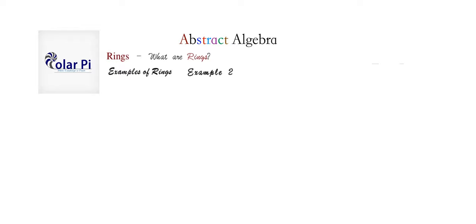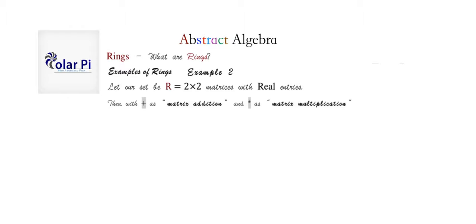So for our second example, let's take 2 by 2 matrices with real entries where plus is typical 2 by 2 matrix addition and star is matrix multiplication.